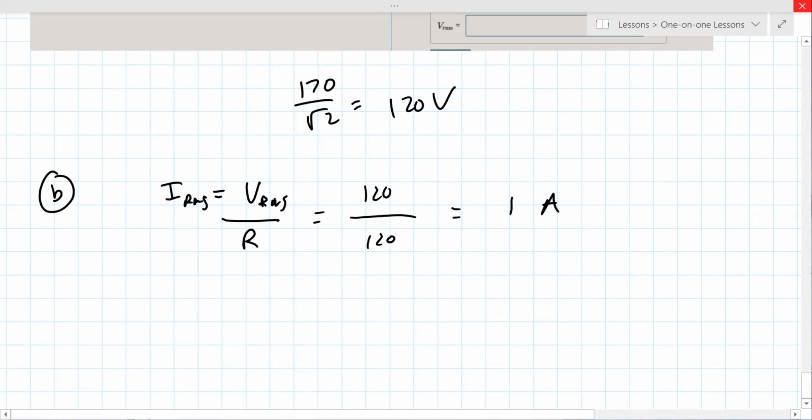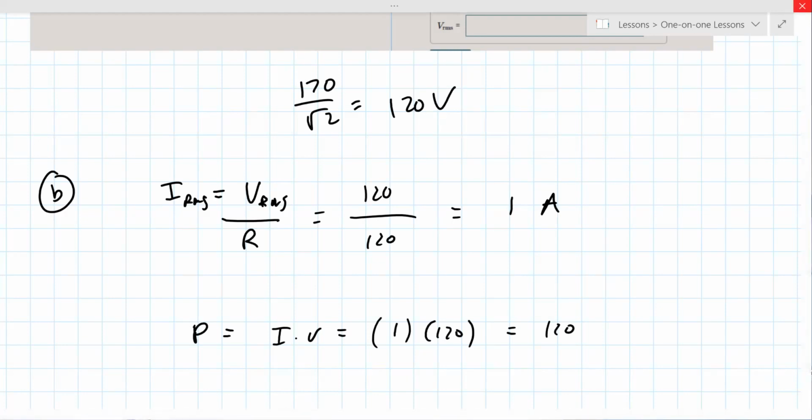What's the average power dissipated in the resistor? So the average power is generally current times voltage. So power is I times V. So it's probably just 1 times 120. So 120. 120 watts. Yes. That's correct.